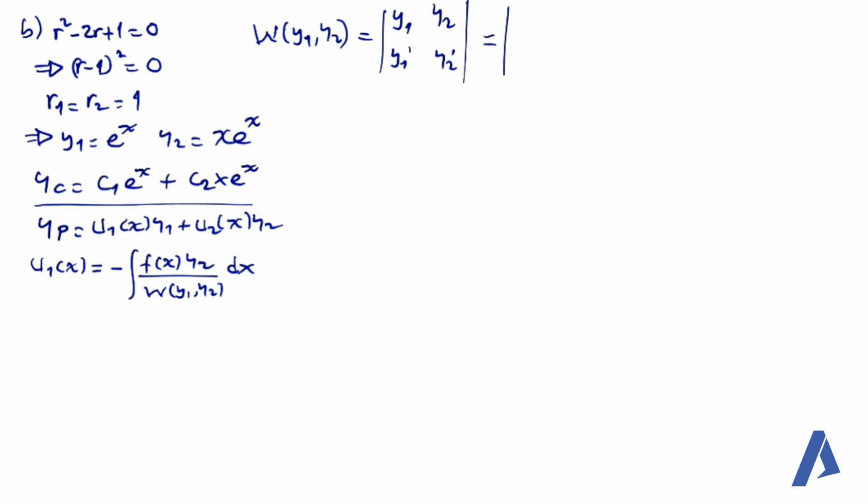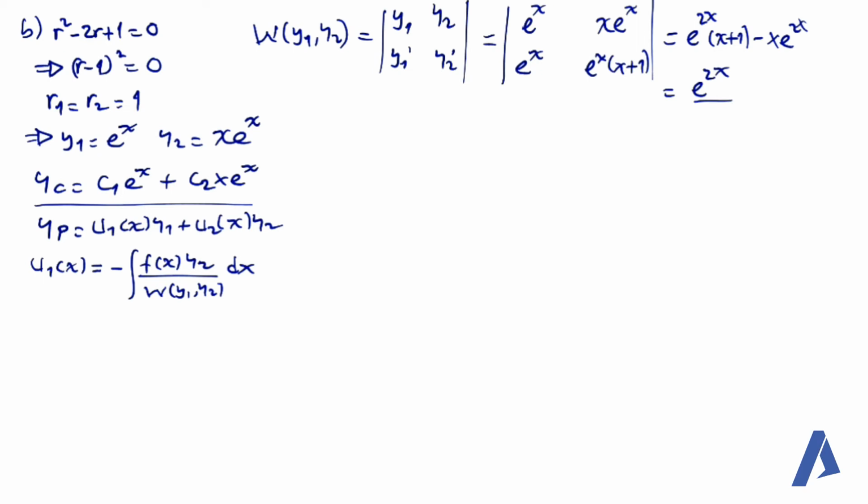This is equal to y1 is e to the power of x, y2 ደግሞ x e to the power of x ነው። the derivative of e to the power of x is the same. ይሄኛው ደግሞ e to the power of x into x plus 1 ይመጣል። ስለዚህ this is equal to e to the power of 2x into x plus 1 minus x times e to the power of 2x. ስለዚህ ይሄኛው simplify ስናደርገው it becomes e to the power of 2x.